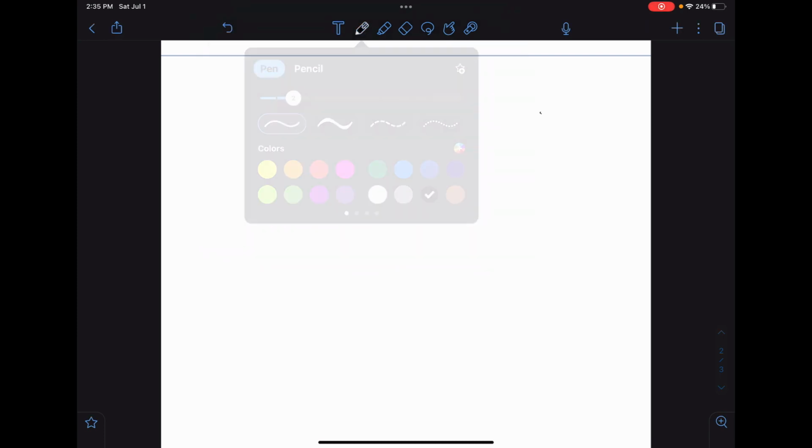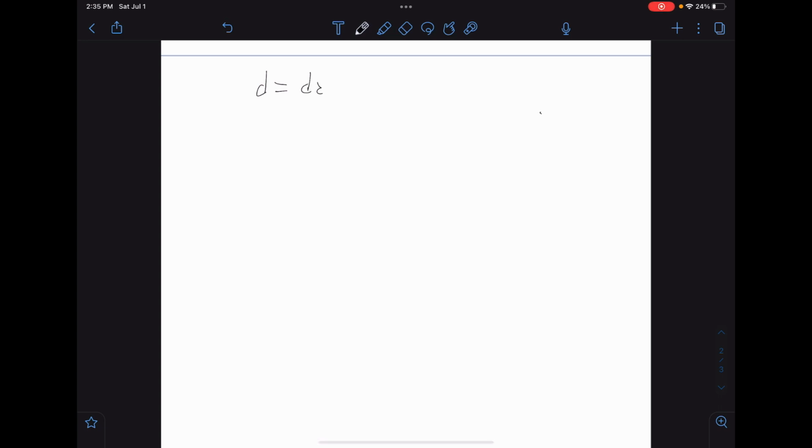So we know that distance is the ending point minus the starting point, right? Well, displacement is the same. We have an end point minus a starting point. But the thing is, displacement could be in more than one direction.